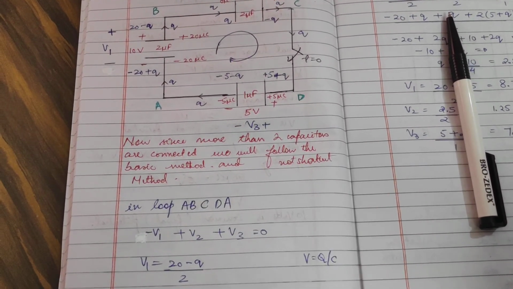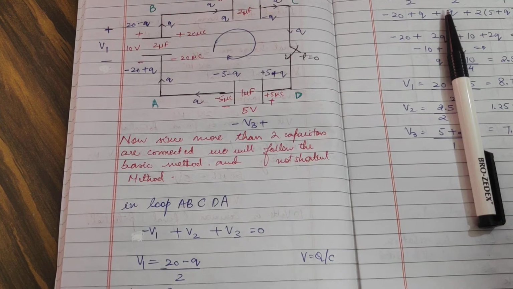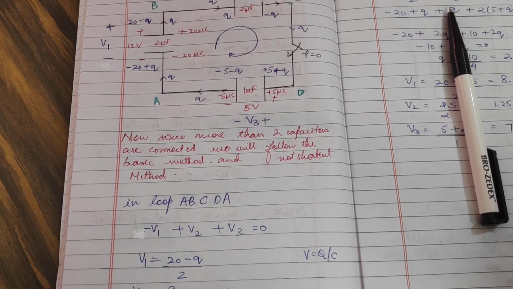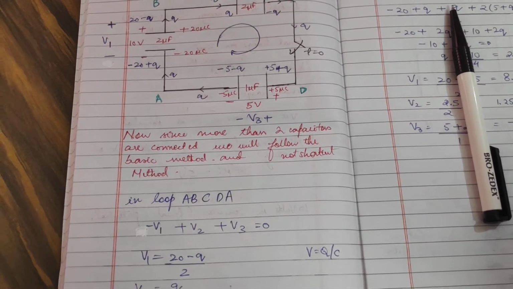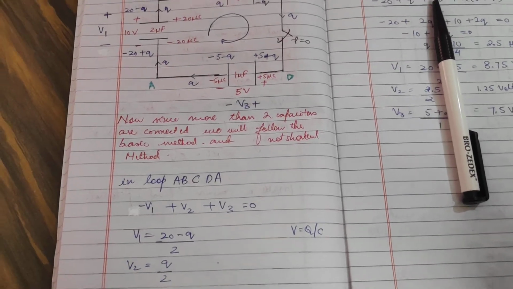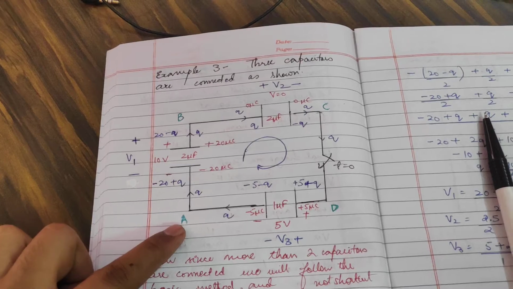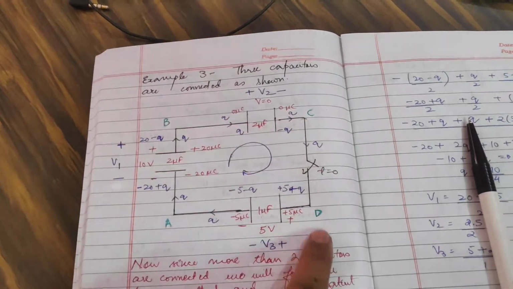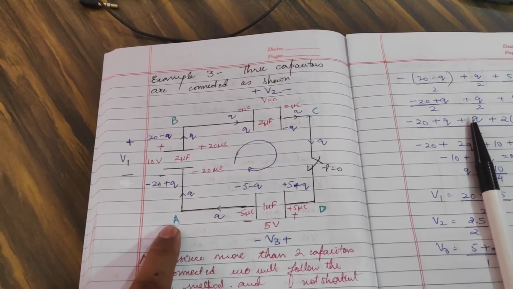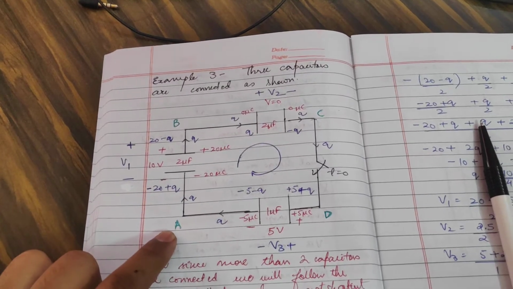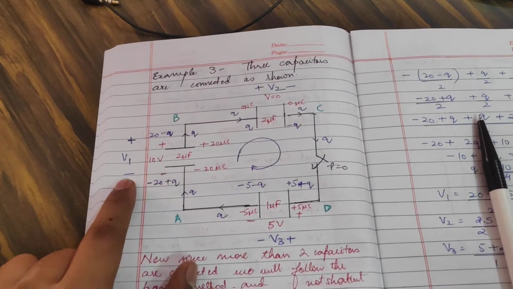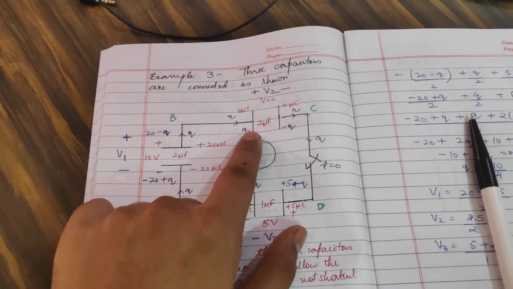Now, I am reading the paragraph below. Since more than 2 capacitors are connected, we follow the basic method and not the shortcut method. Yes, very important. We will follow the basic method. Okay. Now, before going to the loop rule, understand. I have mentioned the loop with the green pen A, B, C, D, A. This is the loop. Okay. And this is the negative plate.